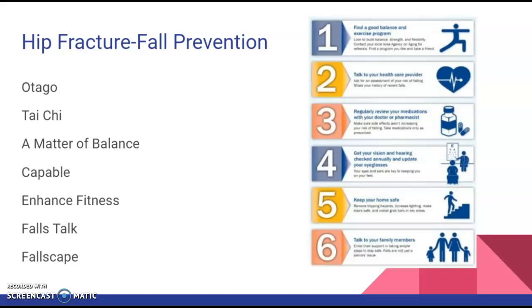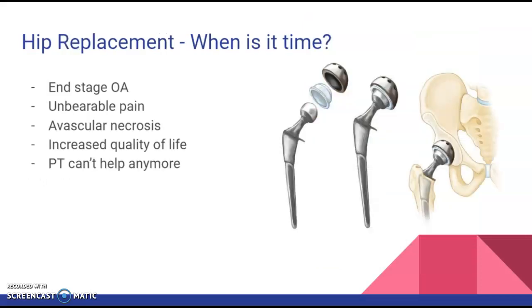And then next, I'm going to move into hip replacement since we're on the hip. So I just want to talk about when it is time to get a hip replacement. I know it's not something obviously that's ideal. We as PTs would love to prevent that from happening as long as possible, but there are times when it's just inevitable that a hip replacement needs to happen. So I listed a few there: end stage OA, unbearable pain, avascular necrosis of that hip.